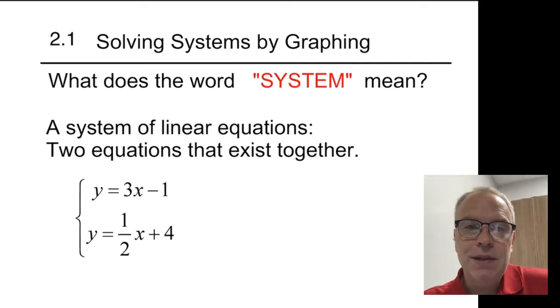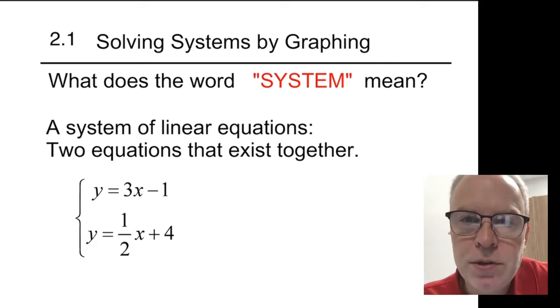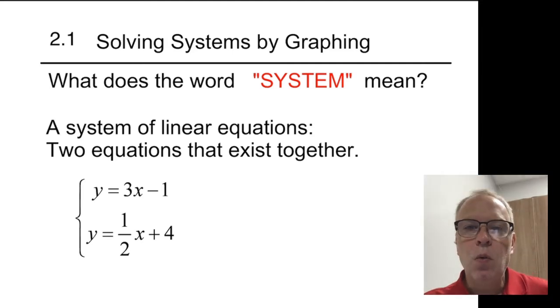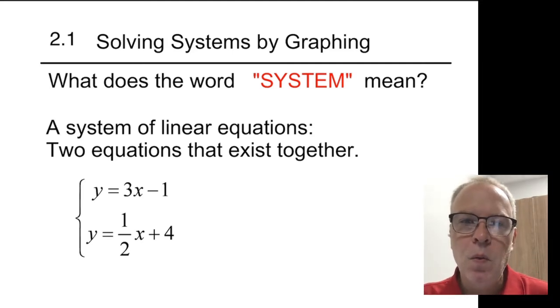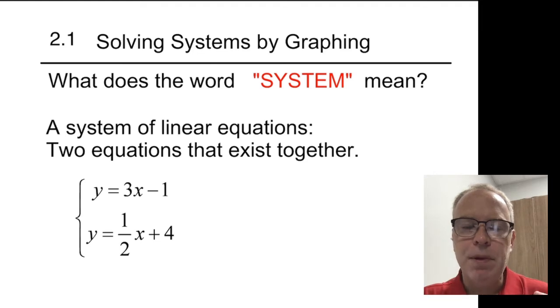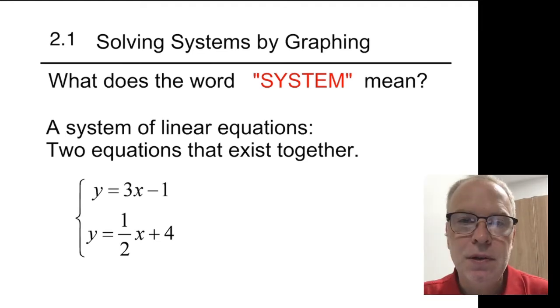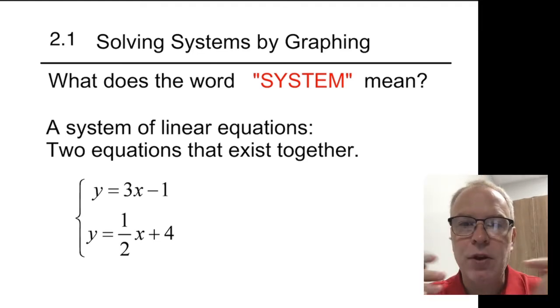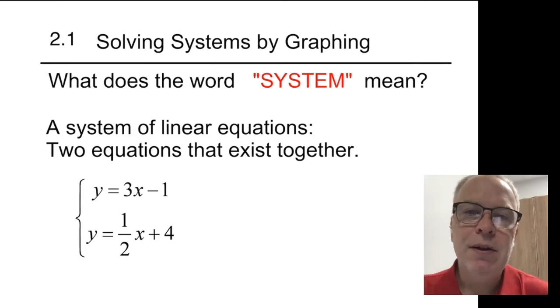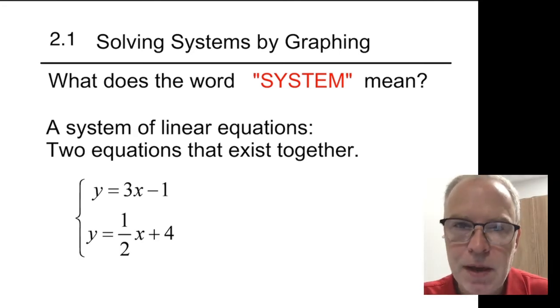A system. A system like a stereo system or a solar system or a respiratory system or a circulatory system. What do all those have in common? Well, they are made up of many different things all together, existing together, and working together even. Now, in mathematics, it's exactly the same thing.